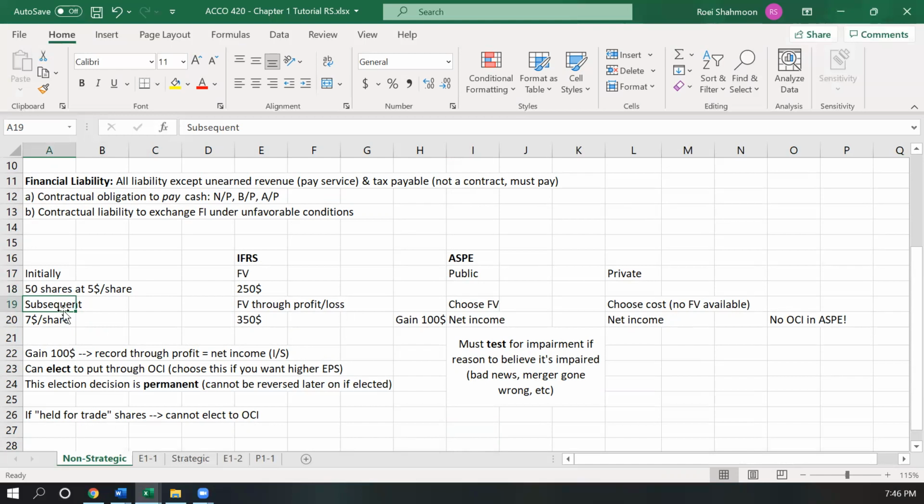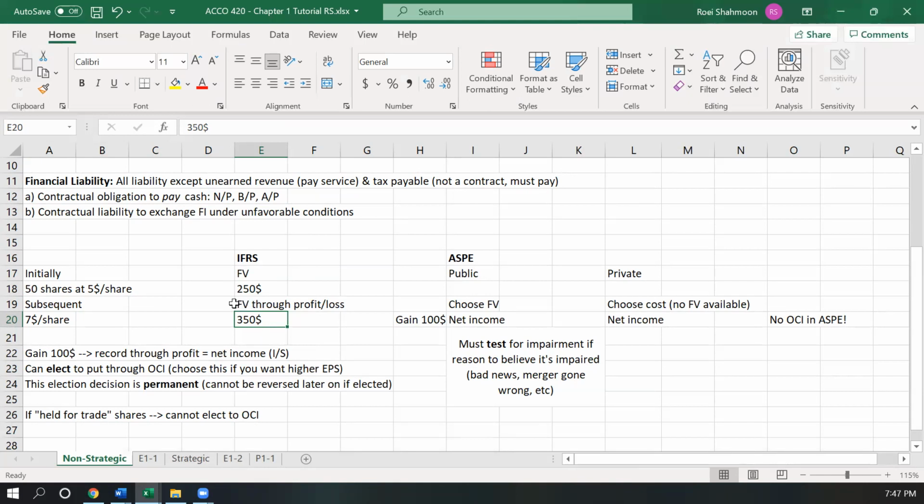Subsequently, this is what's really important. What's going to happen subsequently? The price of the shares is either going to go up or down. Of course, the market is volatile, so you should expect that. And it went to $7 per share. So as you can see, my total value now is $350. Look at that, guys, we have a gain of $100. If you look at that more closely, this increased my investment value from 250 to 350.